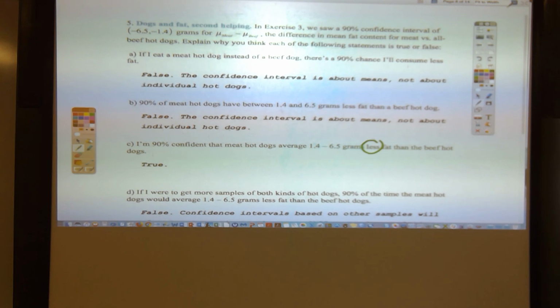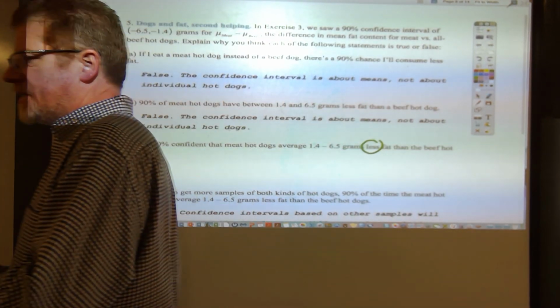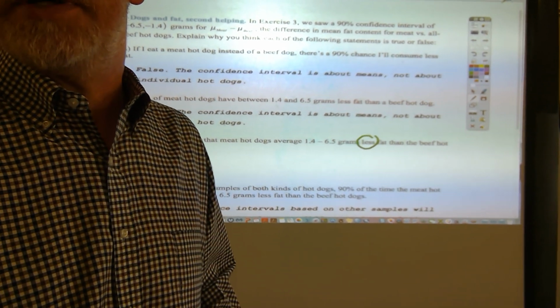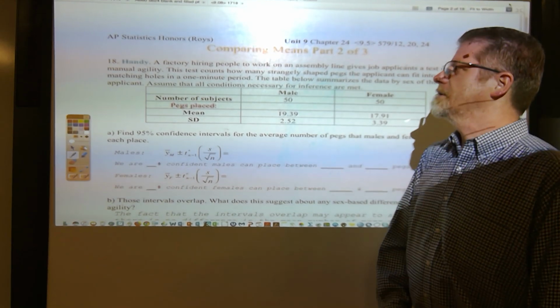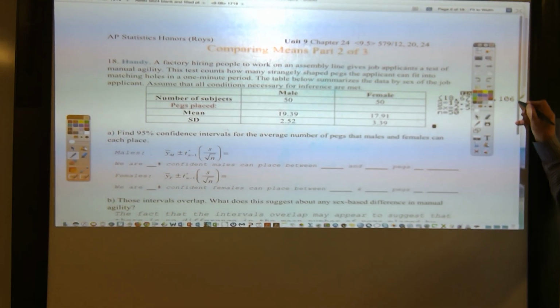All right, so that's comparing means, part 1 of 3. Take a look at the next handout. I'm going to pause while we get set up on the next. And now we're comparing means, part 2 of 3.